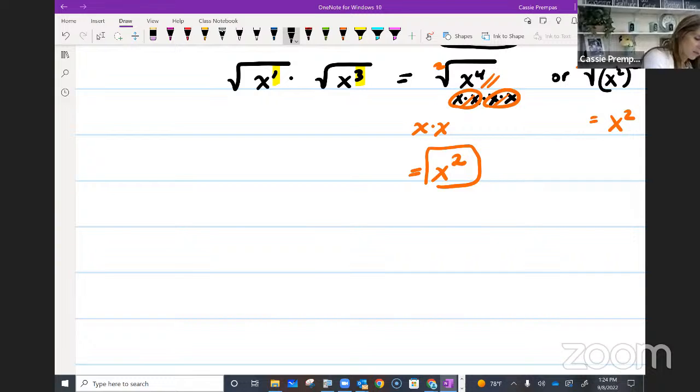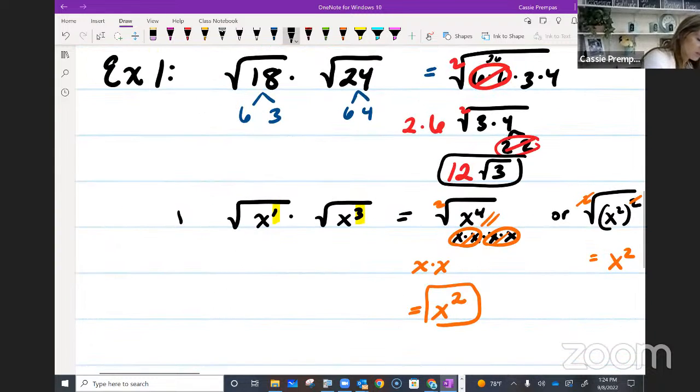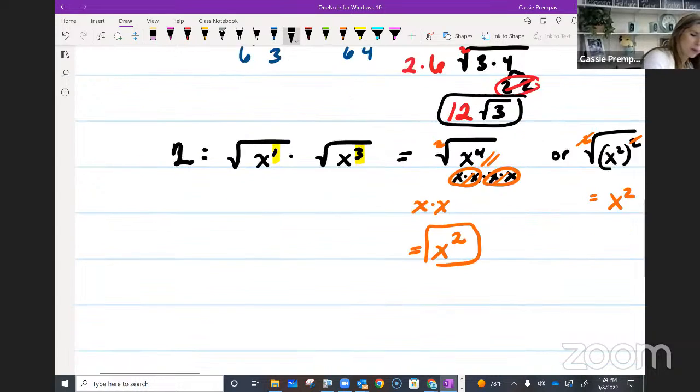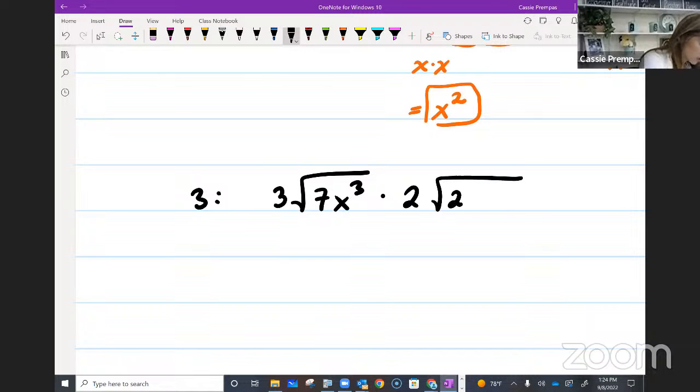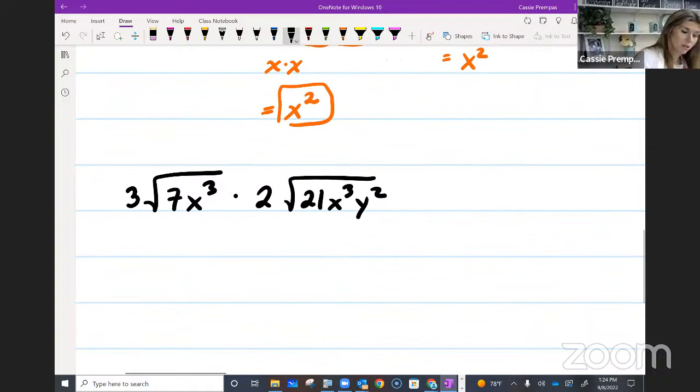What if we have, this is B, okay, so that was example, what did I call that? Example 1, this is example 2. Whew, I feel like I'm back in college. Example 3, if I have 3 square root of 7x cubed multiplied by 2 square root of 21x cubed y squared. First, I'm going to check it's a square root times a square root. Sweet, I can multiply. What do you do with those numbers on the outside? You multiply them together. So I have 6.